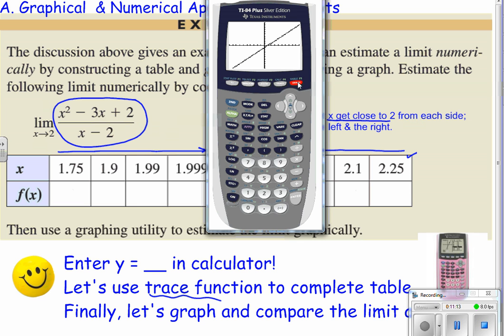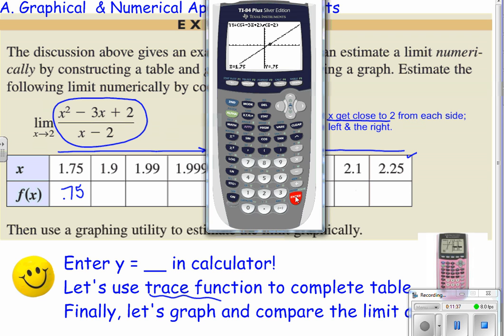All right, well, I'm going to go on. Let's hit trace, and what I want you to do, if you hit trace, I've got some funky stuff going on here. So if I hit trace, and I want to trace at the point x equals 1.75, it will reply with my y value of 0.75.